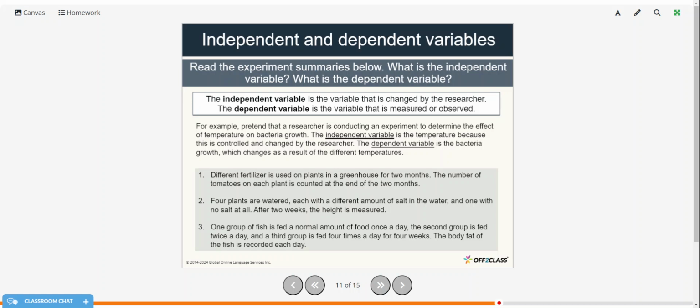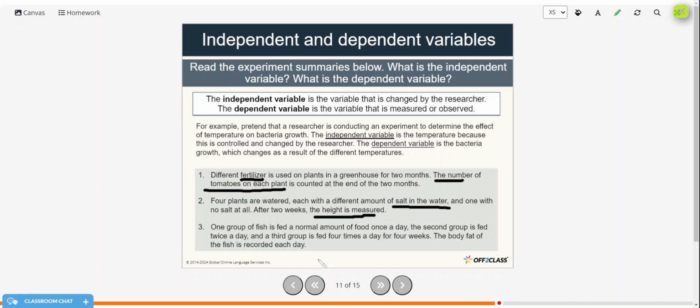So different fertilizer is used on plants in a greenhouse for 2 months. The number of tomatoes on each plant is counted at the end of the 2 months. So the independent variable would be the fertilizer, and the dependent variable is the number of tomatoes on each plant. 4 plants are watered, each with a different amount of salt in the water and one with no salt at all. After 2 weeks, the height is measured. So the salt in the water is the independent variable, and the height is the dependent variable.